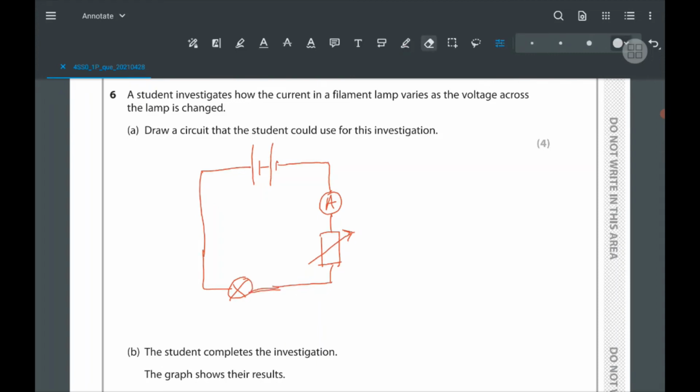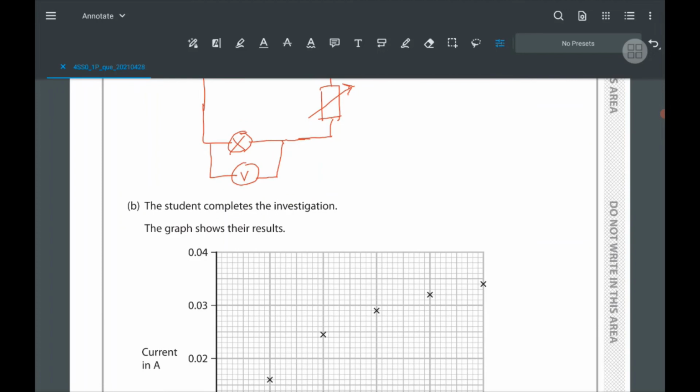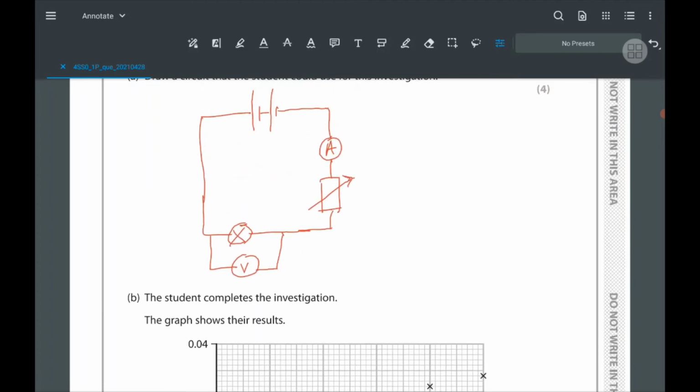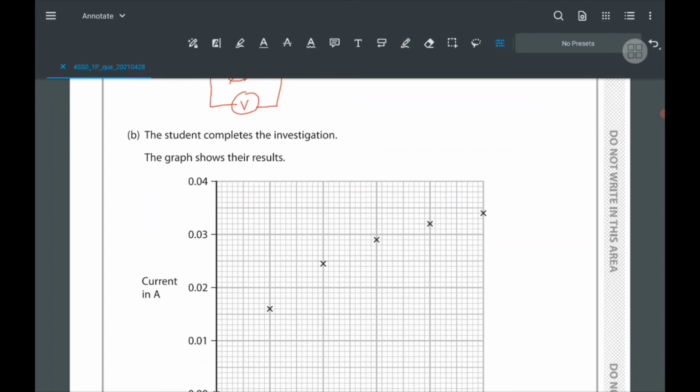Here there should be one straight line, like that. And also here there should be the voltmeter. Next one, instead of using the variable resistor, actually you can use a variable power supply as well. That is also correct.